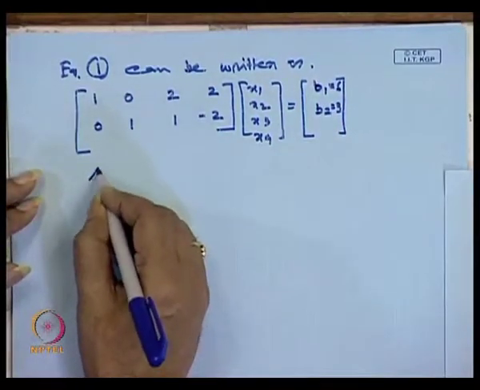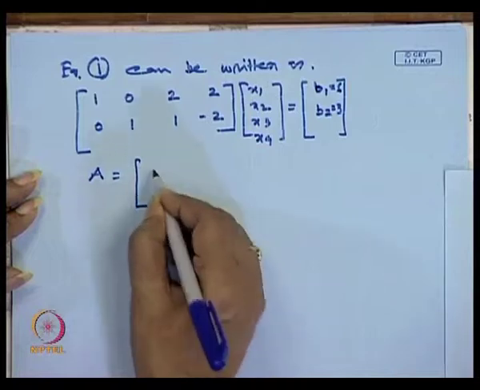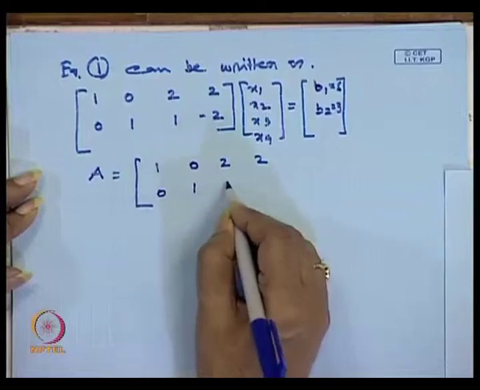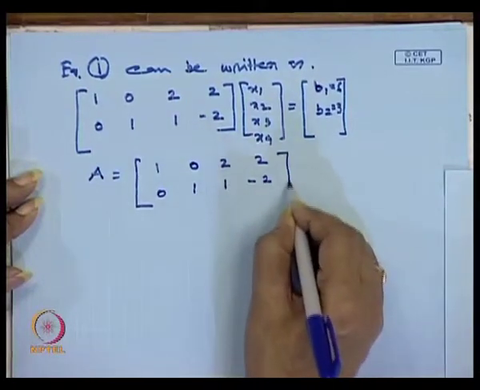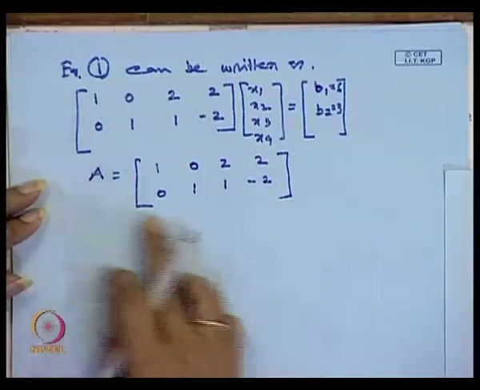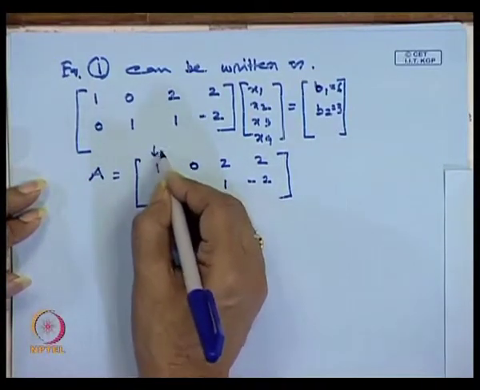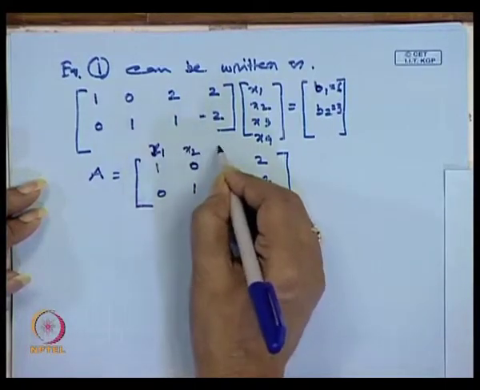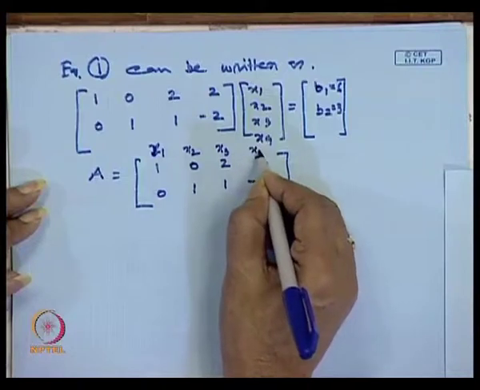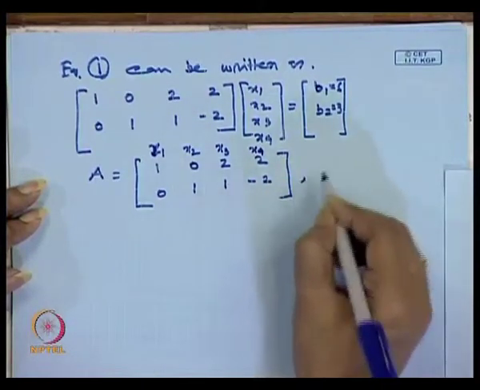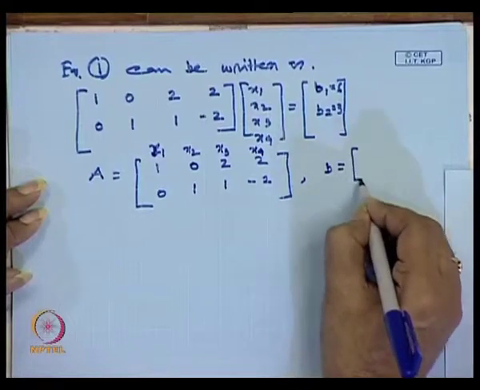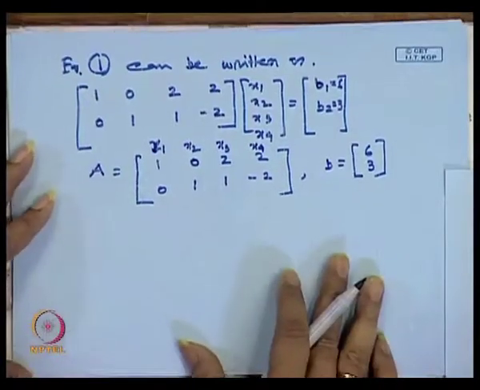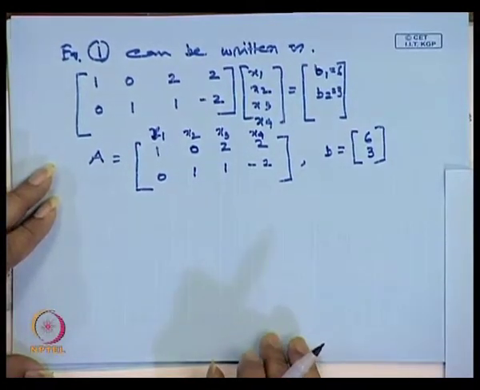So, our A matrix, if we rewrite, is 1 0 2 2, 0 1 1 minus 2. The first coefficient corresponds to x1, this to x2, this to x3, and this to x4, and our B is 6 and 3. Agree?